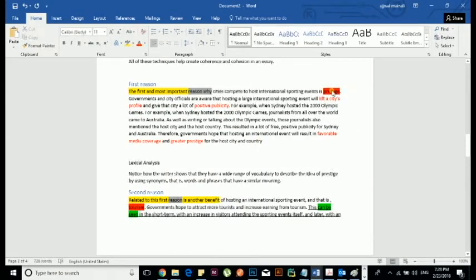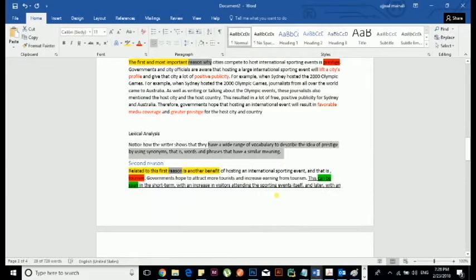So let's see here how prestige has been used in different forms of words to showcase your grasp of vocabulary. So here, lift a city profile, positive publicity, favorable media coverage, greater prestige. So you can see how the writer has used a wide range of vocabulary to describe the idea of prestige by using synonyms, that is, words and phrases that have similar meaning.